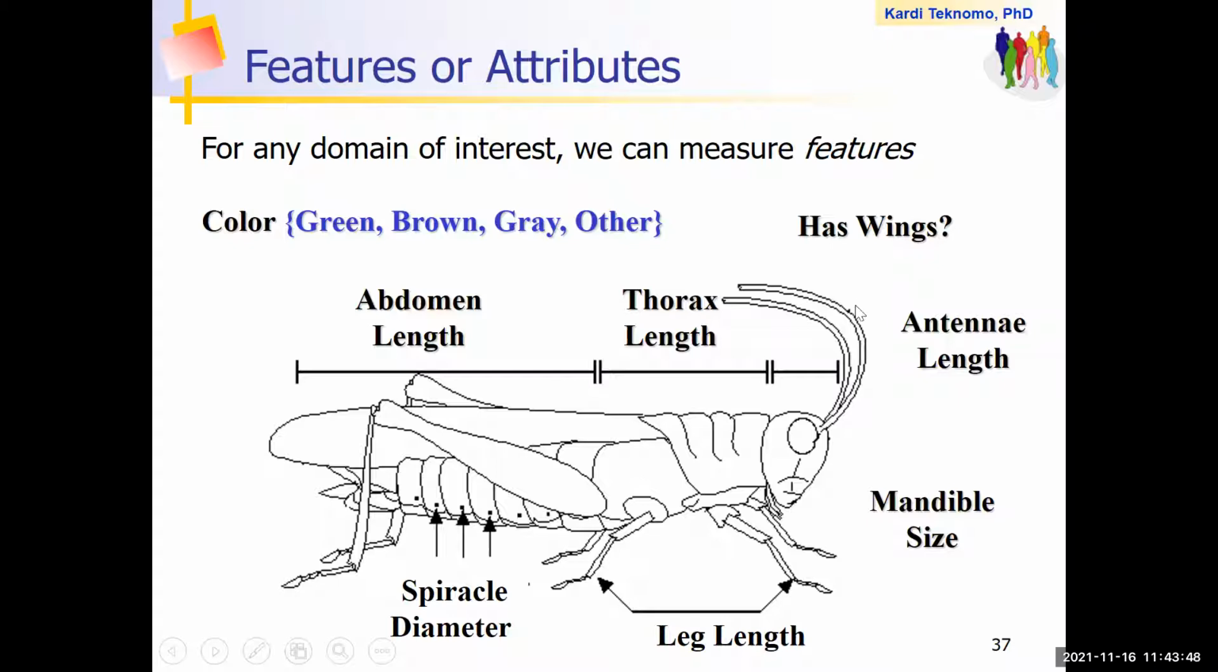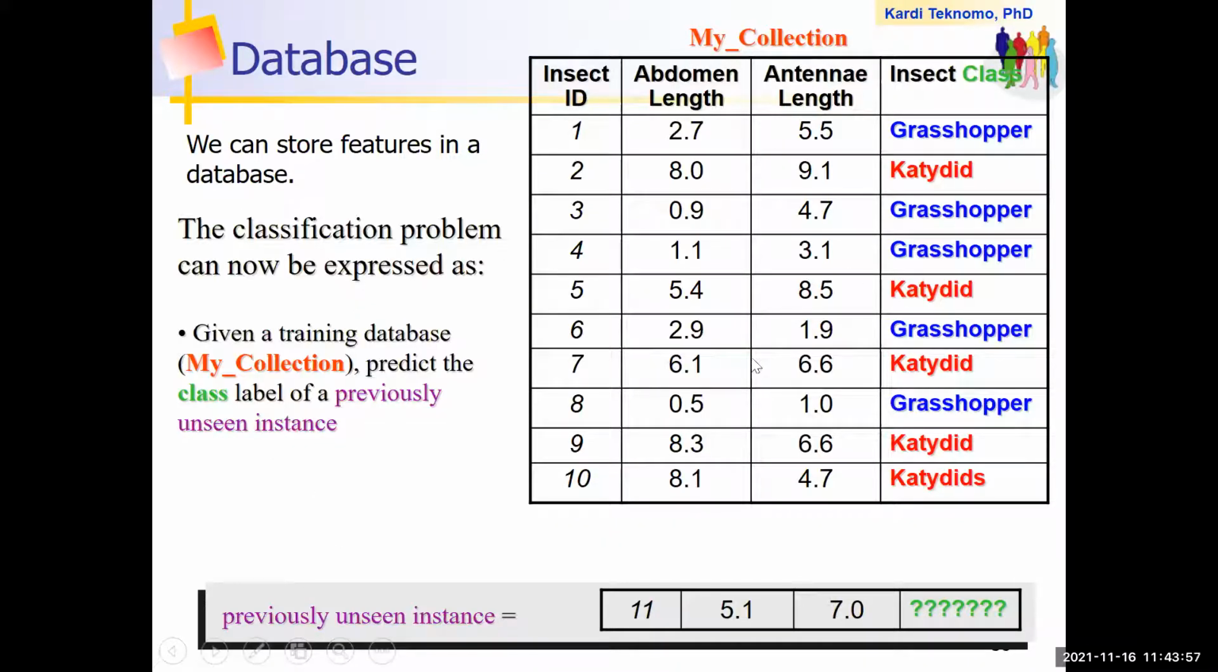These attributes, sometimes we call variables, sometimes we call features or characteristics. They are the same thing. In this example, we use only two features, which are abdomen length and antenna length. The output will be the class, which is grasshopper or katydid. Then we have a previously unseen instance with certain antenna length and abdomen length, and you're going to find out or predict the class. That is the problem here.